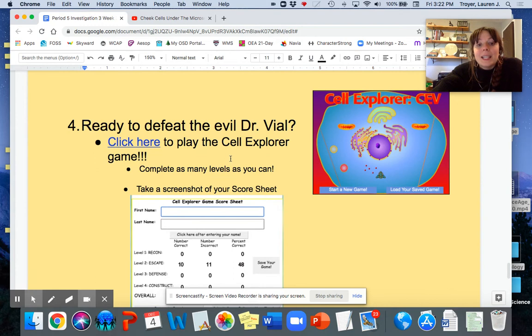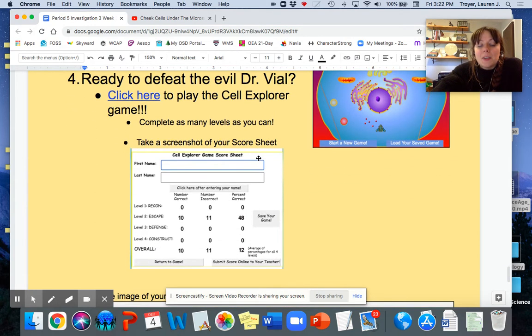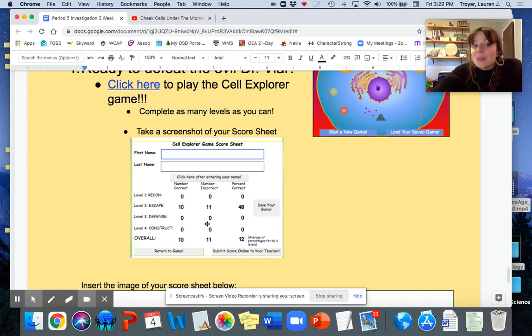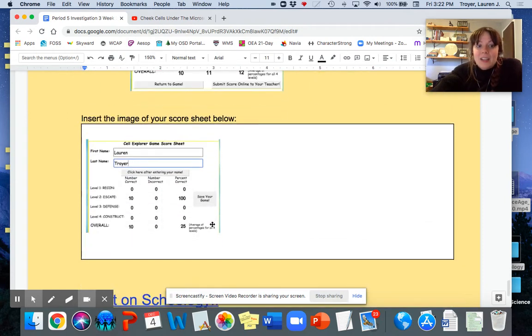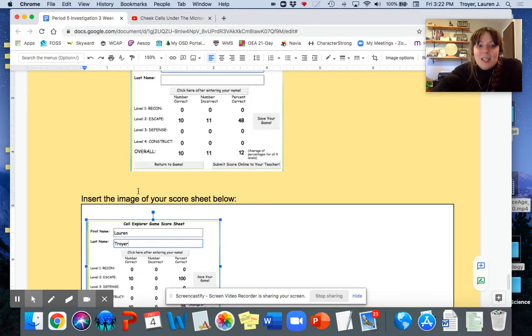Ready to defeat the evil Dr. Vile? Click here to play the Cell Explorer game. Your goal is to do one of the missions in the game. You do not need to do all 4. I want to see that you've tried to do one of the missions. Then you're going to insert a screenshot of your score sheet.